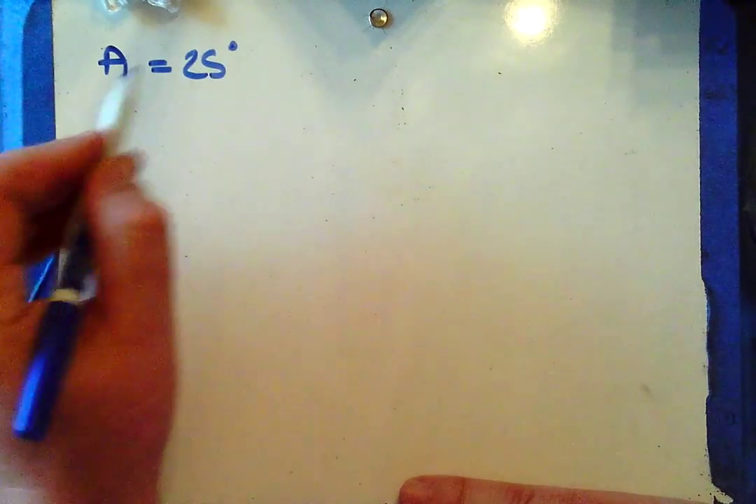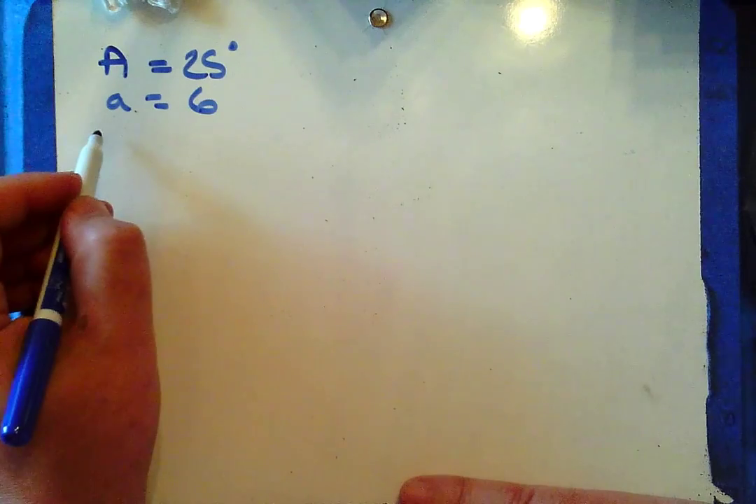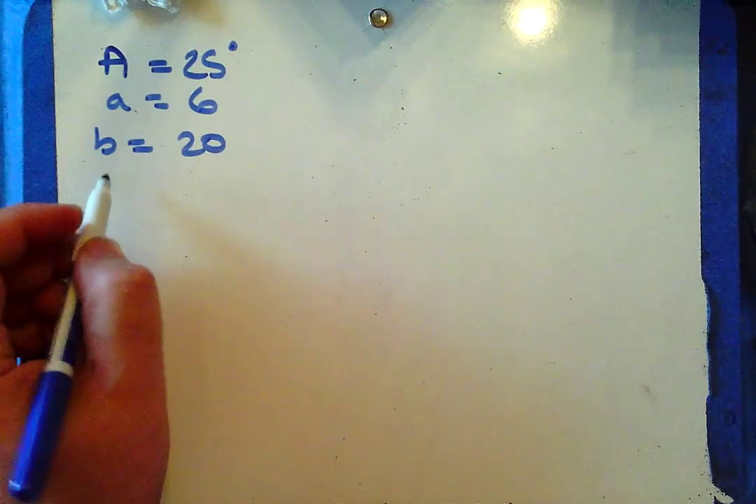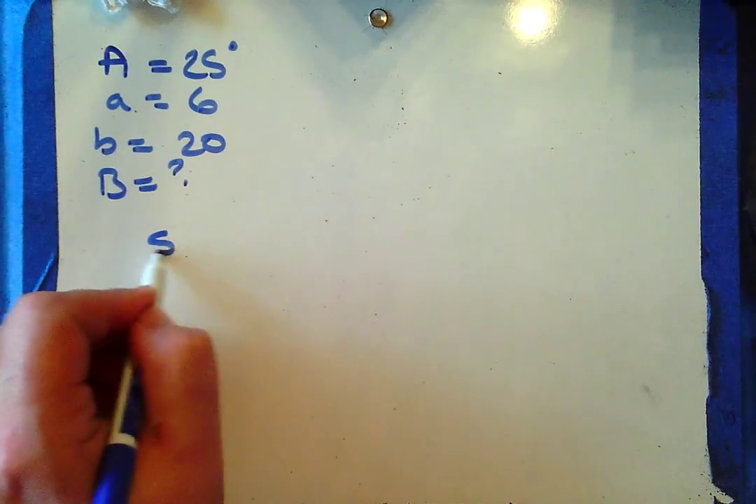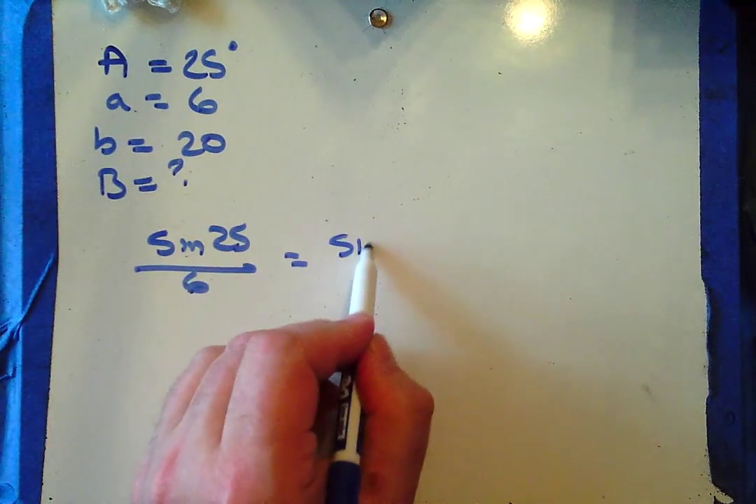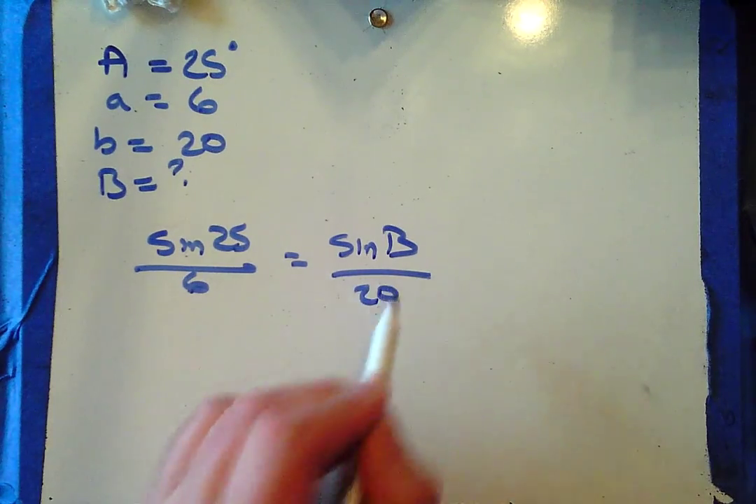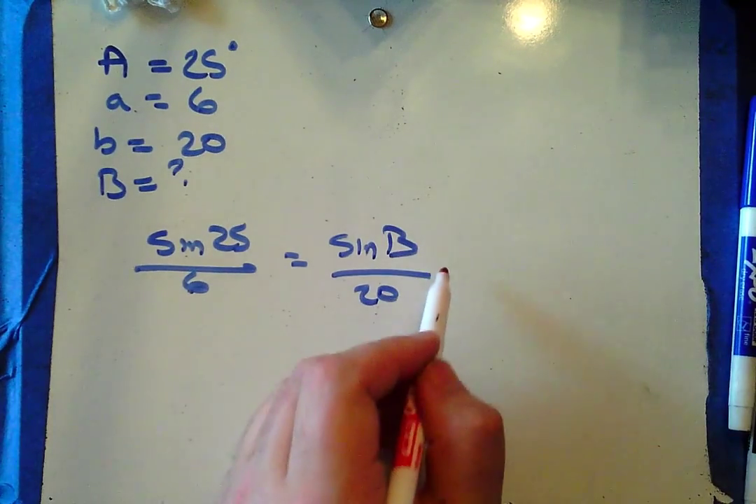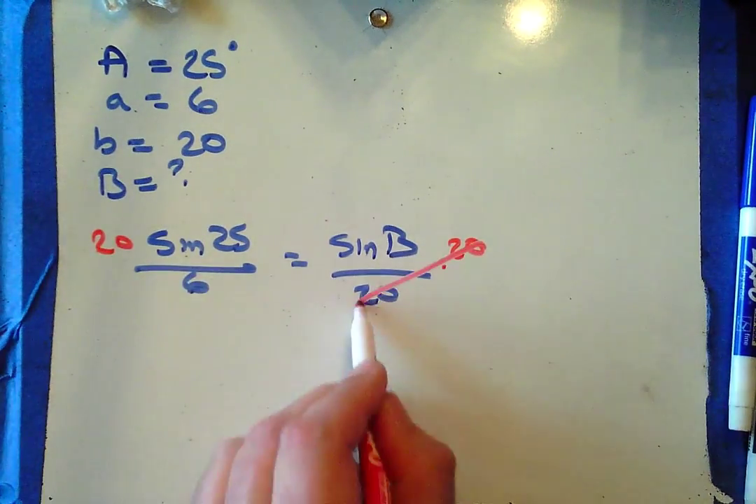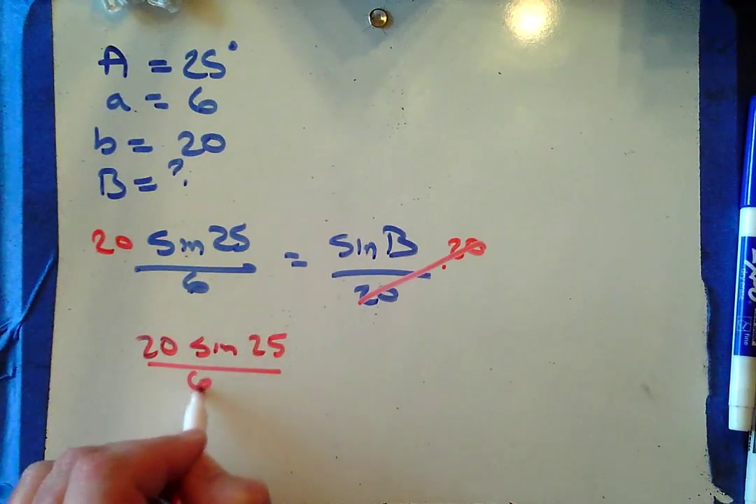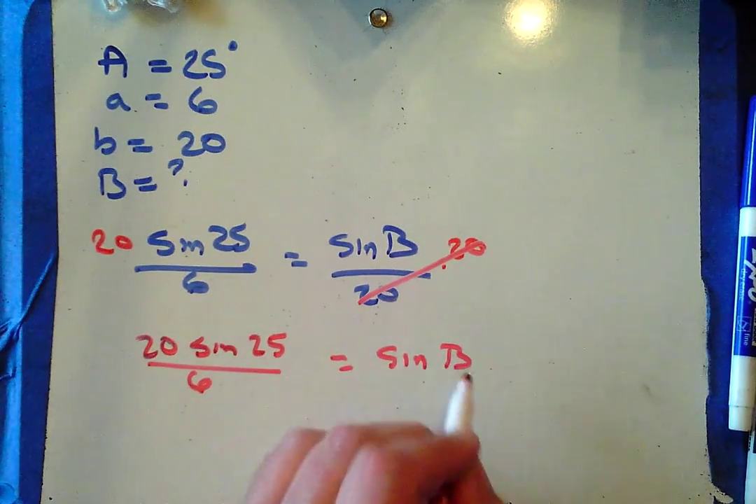All right, how about I'm given big A is 25 degrees, little a equals 6, and little b equals 20. So I set up my law of sines. Again, I'm looking for a big B, and I do sine of 25 over 6 equals sine of big B over 20. And I know the first thing I need to do after I set up this relationship is to multiply both sides by 20. And so now I have 20 sine 25 over 6 equals sine of B.